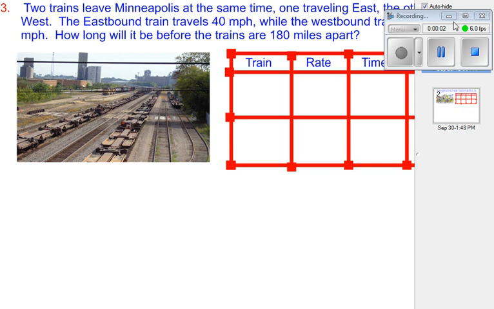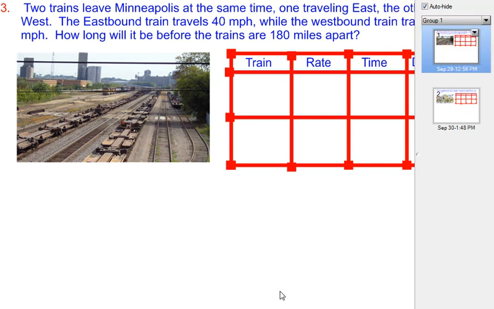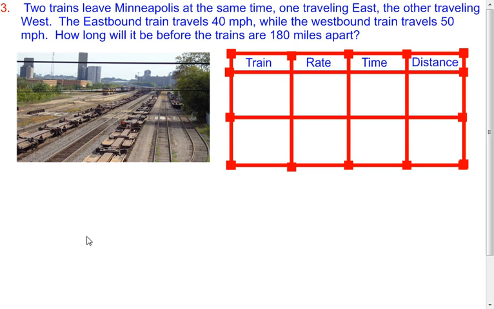All right, a little bit different take on motion problems this time and the train problems. Slightly different in this lesson. So in this first example, we've got two trains that leave Minneapolis at the same time, one traveling east and the other traveling west. I'm going to just draw a little picture so that we can visualize this a little bit.